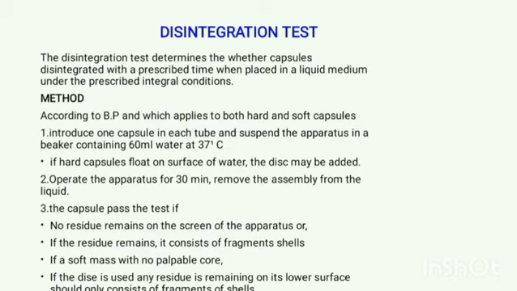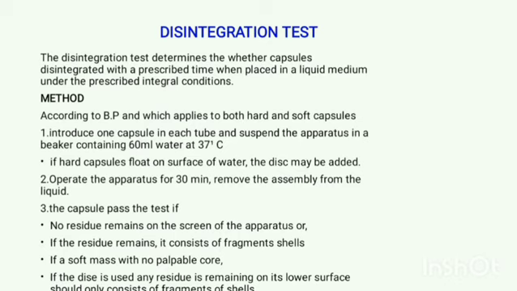Disintegration test. The disintegration test determines whether the capsule disintegrates within a prescribed time when placed in a liquid medium under the prescribed experimental conditions, according to BP, and it applies to both hard and soft capsules. Introduce one capsule in each tube and suspend the apparatus in a beaker containing 60 ml water at 37 degrees Celsius. If a hard capsule floats on the surface of water, the disc may be added. Then operate the apparatus for 30 minutes and remove the assembly from the liquid.